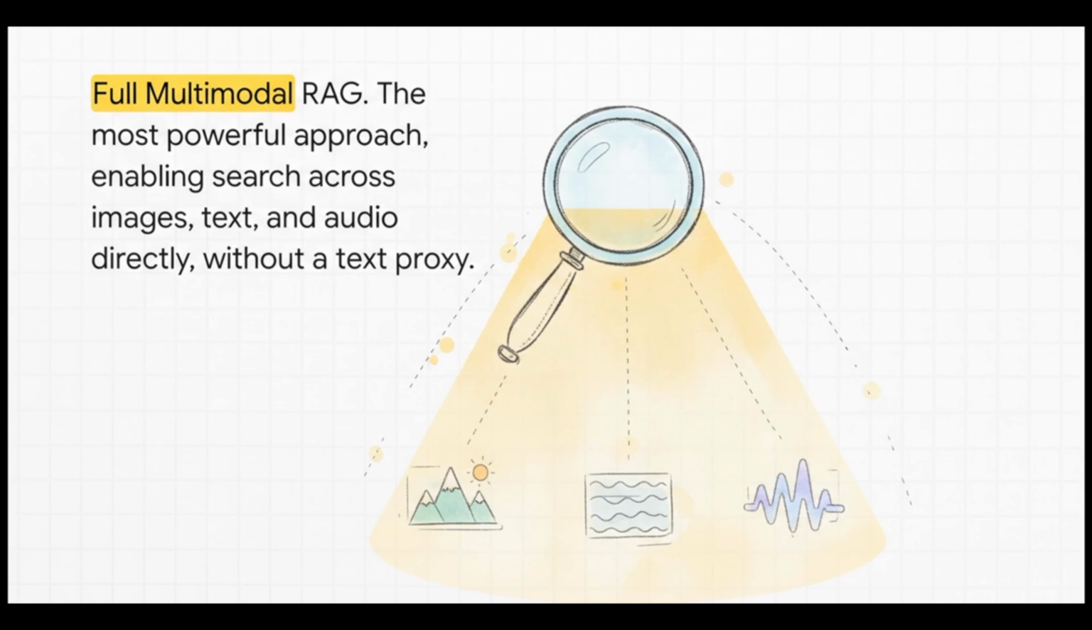So that's the million-dollar question, right? How do we fix that retrieval bottleneck? We need a system that can search the images directly, not just their text descriptions. And that brings us to door number 3, the most powerful and honestly the coolest approach, full multimodal RAG.